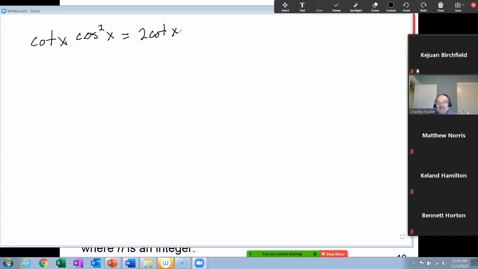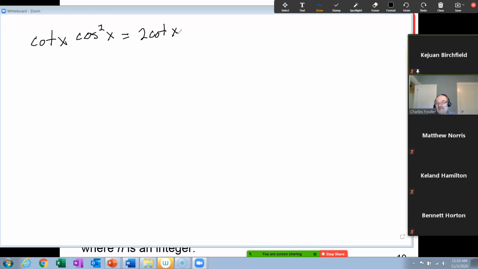Now one thing that may come to mind, if you divide both sides of the equation by cotangent x, you eliminate the cotangent x, and then you have just the cosines there. But by dividing by that, you have to make sure you don't divide by 0, okay? Because that would not be good. You can't divide by 0.